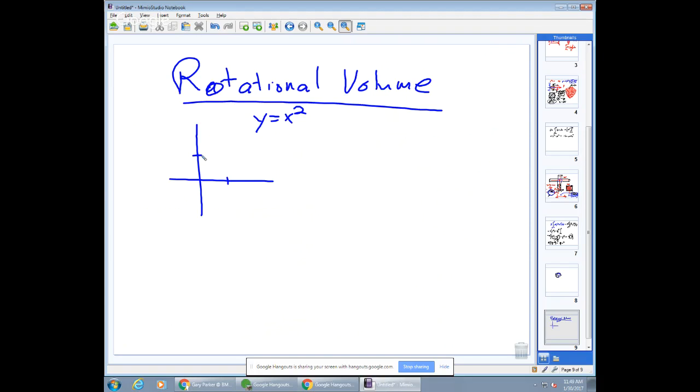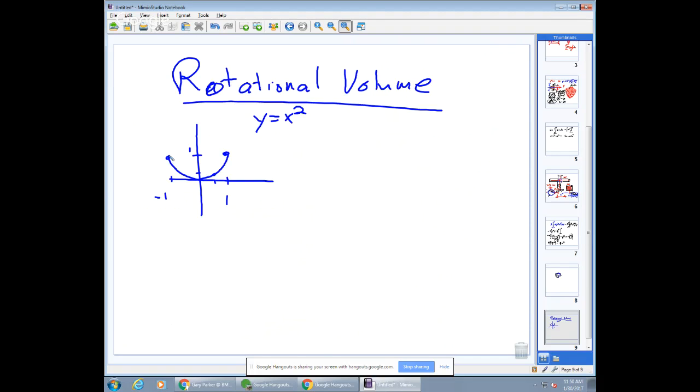And let's just look at it between -1 and 1. It's going to have a point there and a point there. If x is a half, y is a quarter. So it's going to look something like that right there.